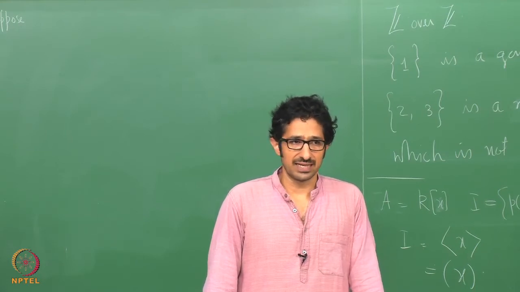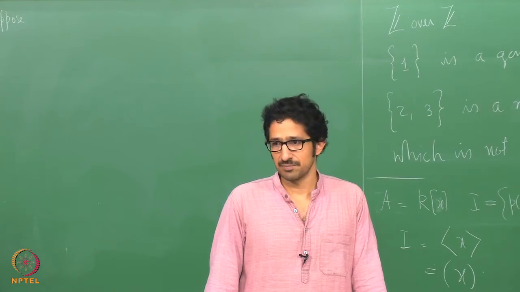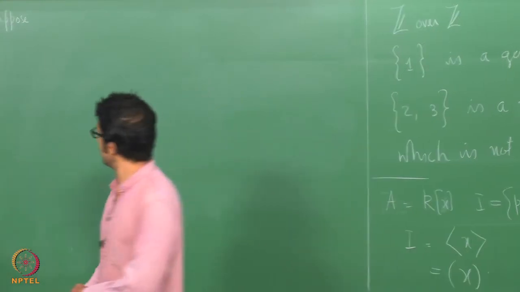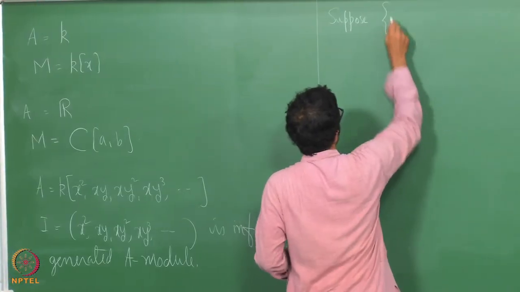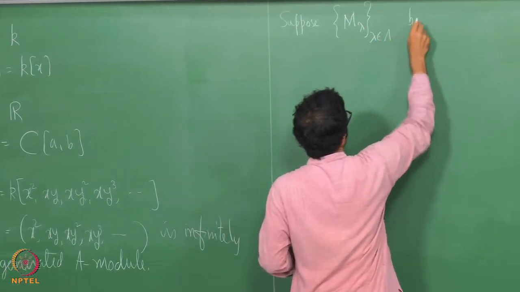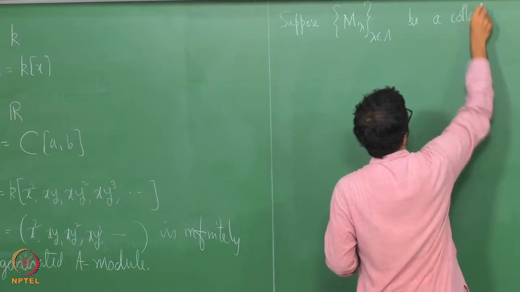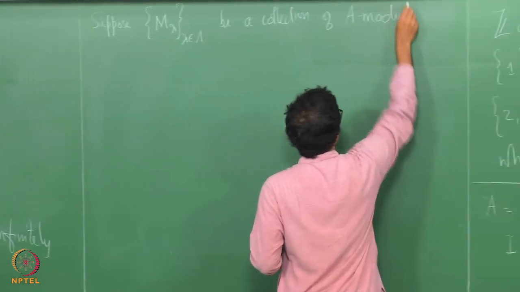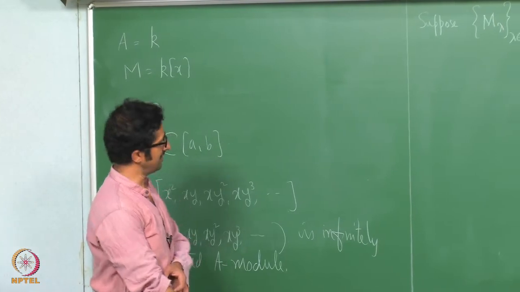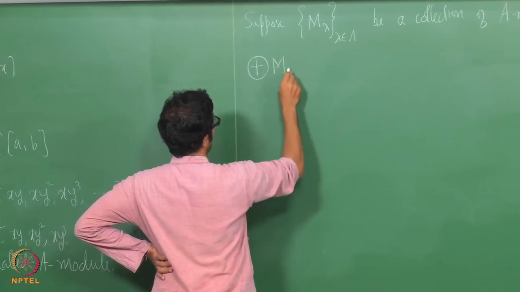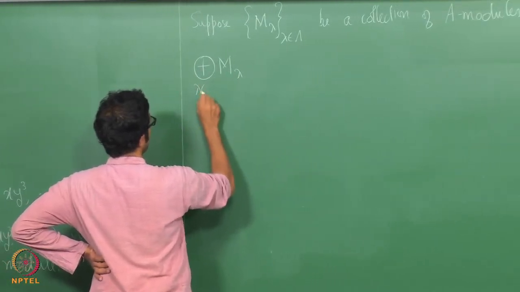Have you seen direct product? Direct sum, direct product, there is a difference between these two. So suppose I have a collection of A modules, okay, then we can form what is called the direct sum of M lambda, lambda belonging to Lambda.